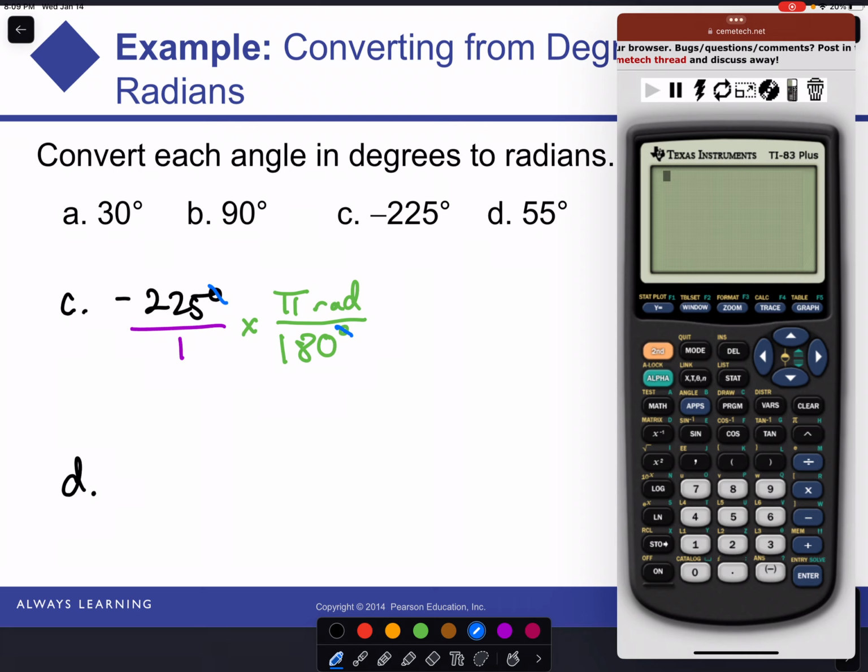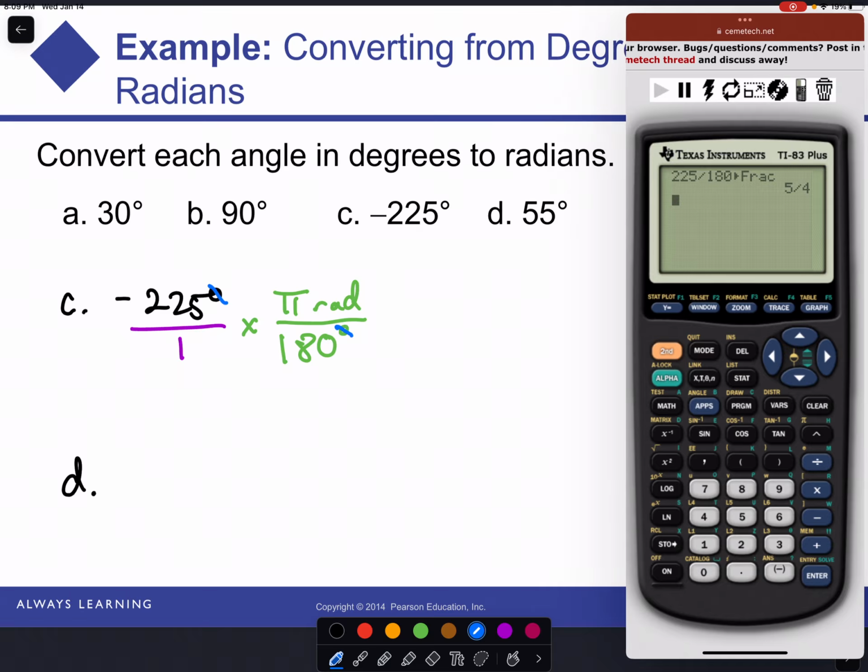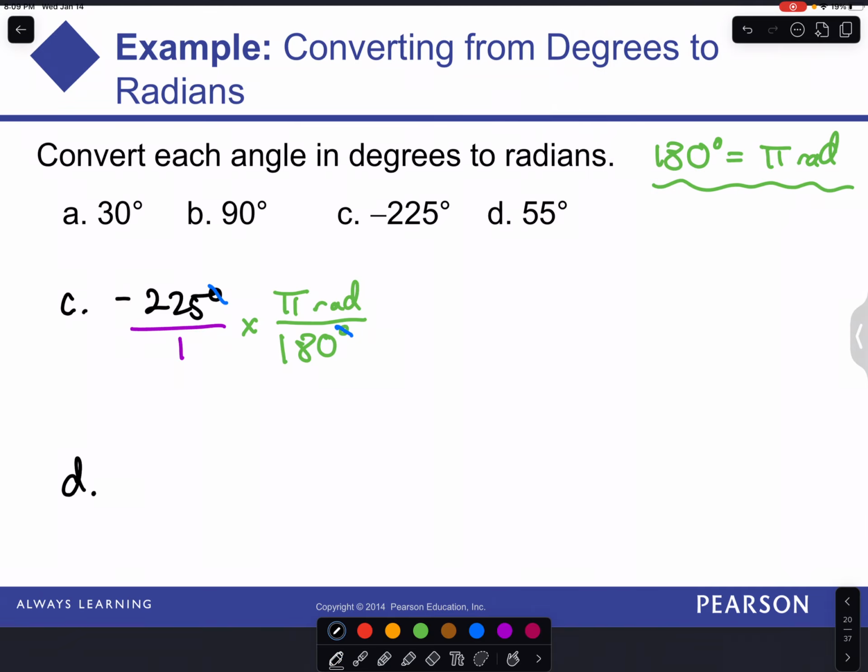Okay, so we got what? That 225, let's do 225 divided by 180 as a fraction. So negative 5 pi over 4 radians.